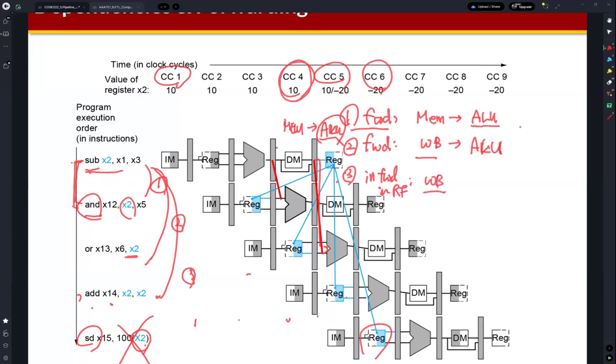So the sub instruction is in the write back stage, right? But at the same time, this data is being written back to the register file, and at the same time, the add instruction is reading this data, right? So the third forwarding case is the internal forwarding. Okay, so this is the internal forwarding.